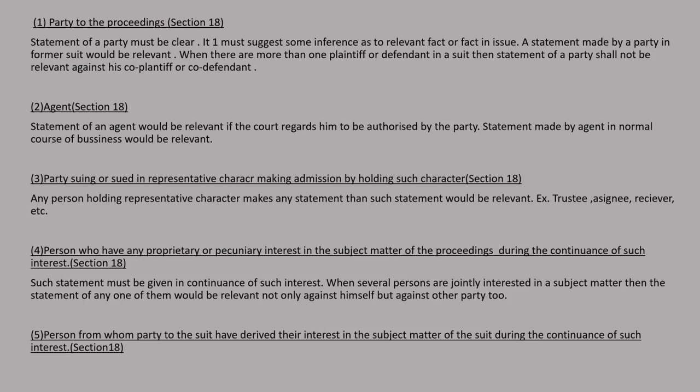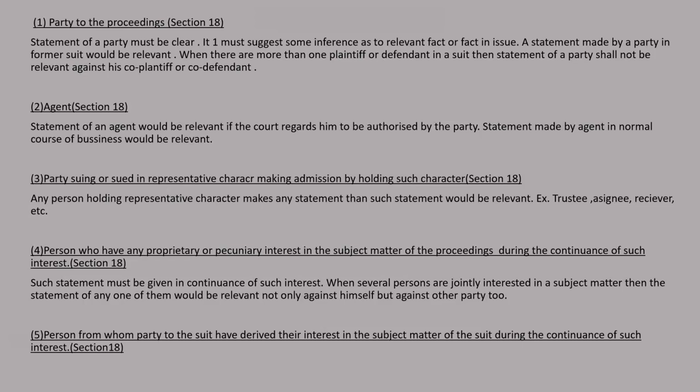When several persons are jointly interested in a subject matter, then the statement of any one of them would be relevant not only against himself, but against the other party too. So when multiple persons are interested in a suit and have a monetary benefit in it, then any statement made by one party would go against every other party. It would be held to be an admission by every other party.